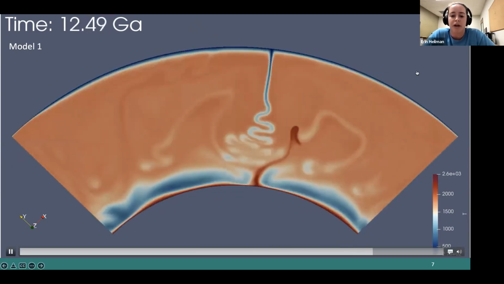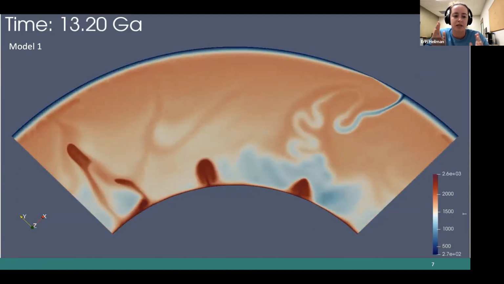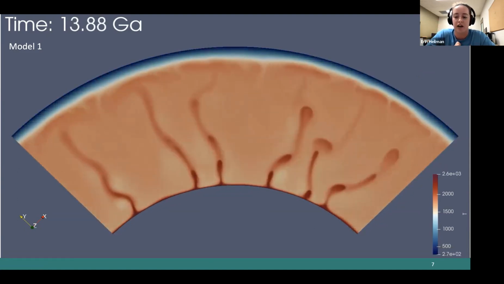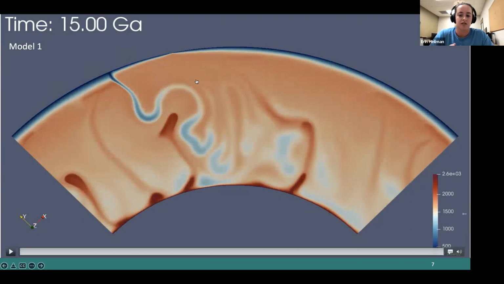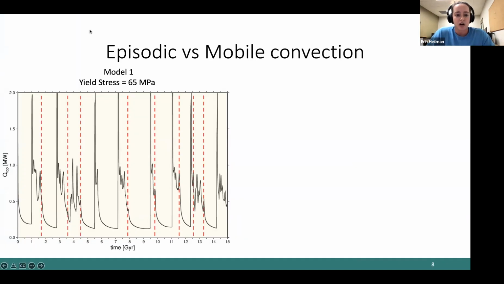So yeah, we ran our models until 15 billion years in model time because we're trying to look at the time dependency of the model, and at these cycles of subduction and stagnant lid, and what it essentially means for our models over time. So we basically ran two types of models for this that gave us episodic models. In this first case, the only thing we changed between the two models that I'm going to show is the yield stress in the lithosphere. For this first model, it's set to 65 MPa.